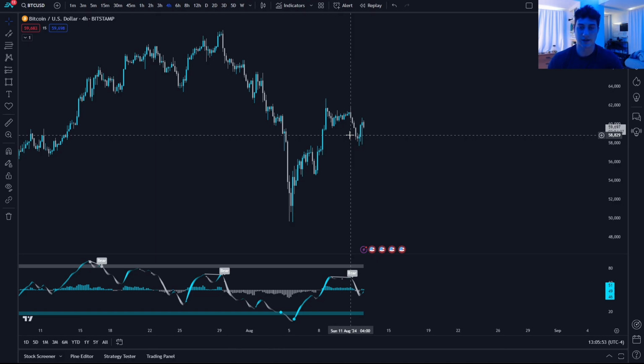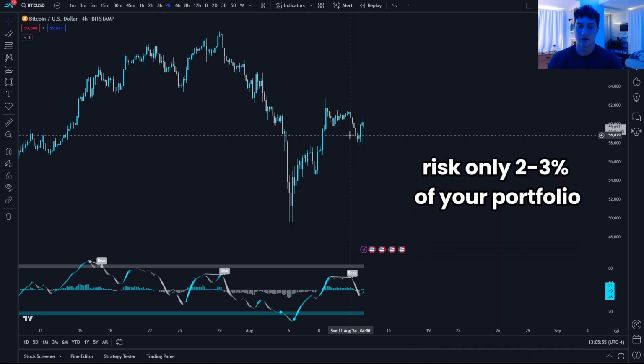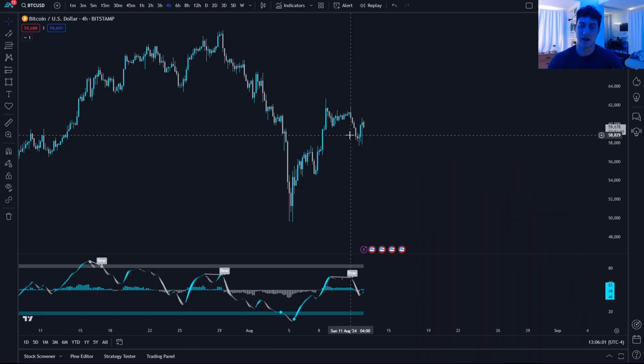Another thing I want to mention is risk management. You should be risking 2 to 3% of your entire portfolio per trade. So let's say you have a $1,000 portfolio, you want to be risking around $20 to $30 per trade, right, with stop loss hit. Now, I know it doesn't sound like a lot, but remember, with our risk to reward ratio, it's always going to be a minimum 1 to 3.